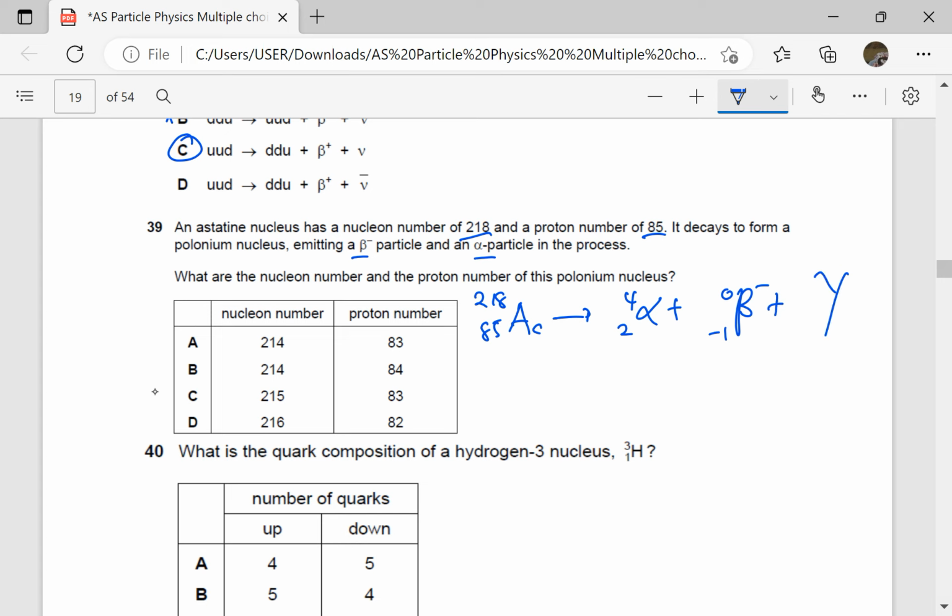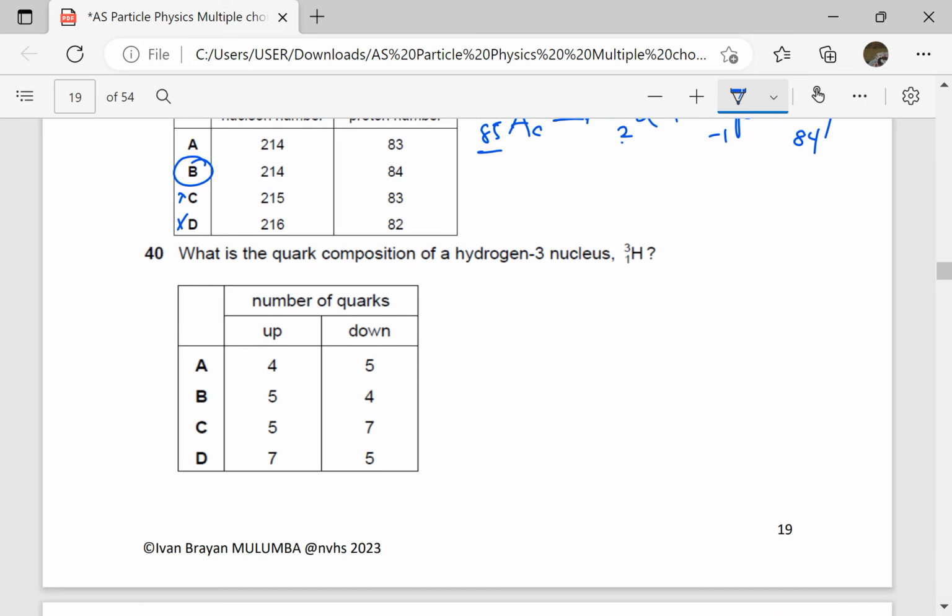We balance. Nucleon number will be 218 minus 4, which is 214. So we have eliminated the C and the D. Proton number, this side it is 85. This side is 2 minus 1, which is actually 1. So the other side will be 84. So this will be 84. 84 plus 2, 86 minus 1, 85. So the answer there is B.